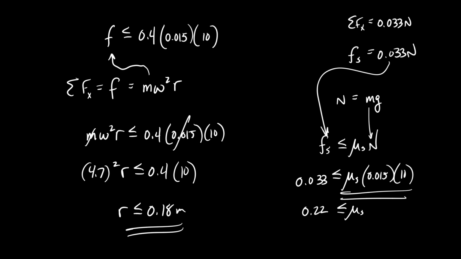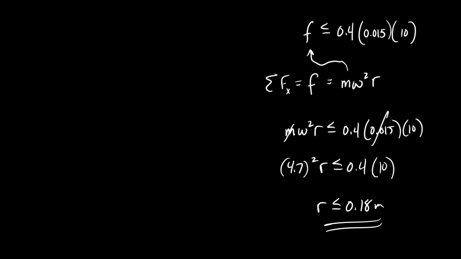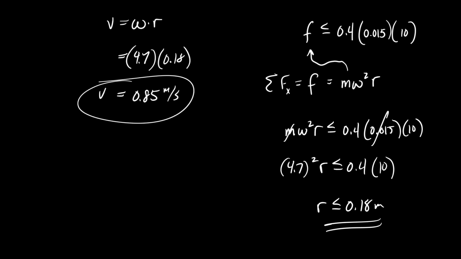All good? Now, the last thing, you are expected to figure out what the linear velocity of the bug is. Linear velocity of the bug equals omega times r. So that's just 4.7 times 0.18. That's got to be the linear velocity of the bug. And I get 0.85 meters per second. Whee! Yay, bug.